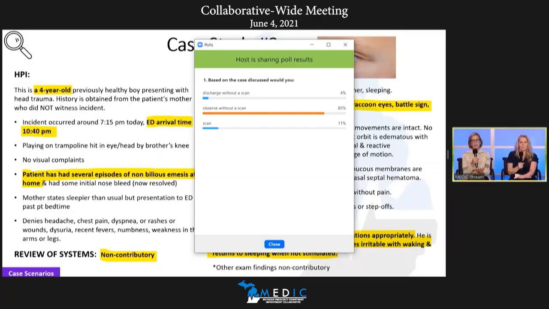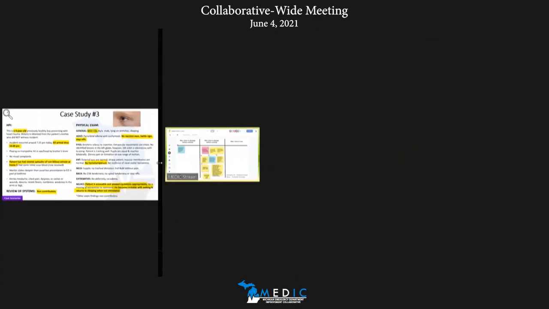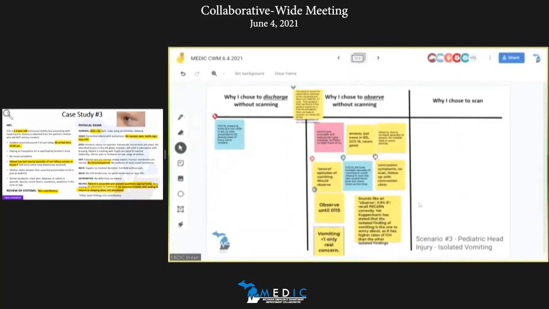Just remember, we're going to have a couple of different categories, so please put your sticky in the appropriate category. And we'll take a look at some of the decision thought process around here. Everybody's getting the hang of that Jamboard now. All right. Hopefully everybody's liking it.